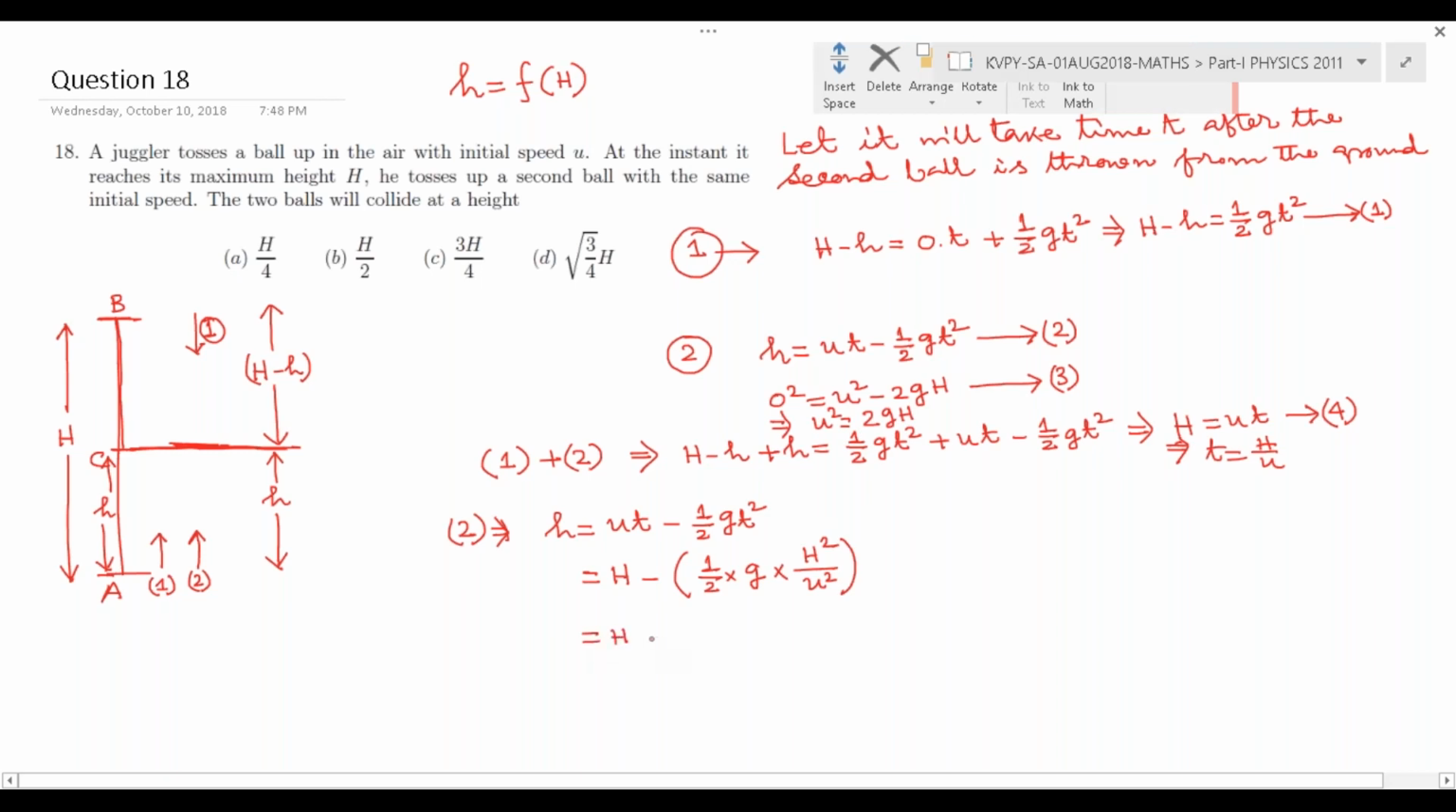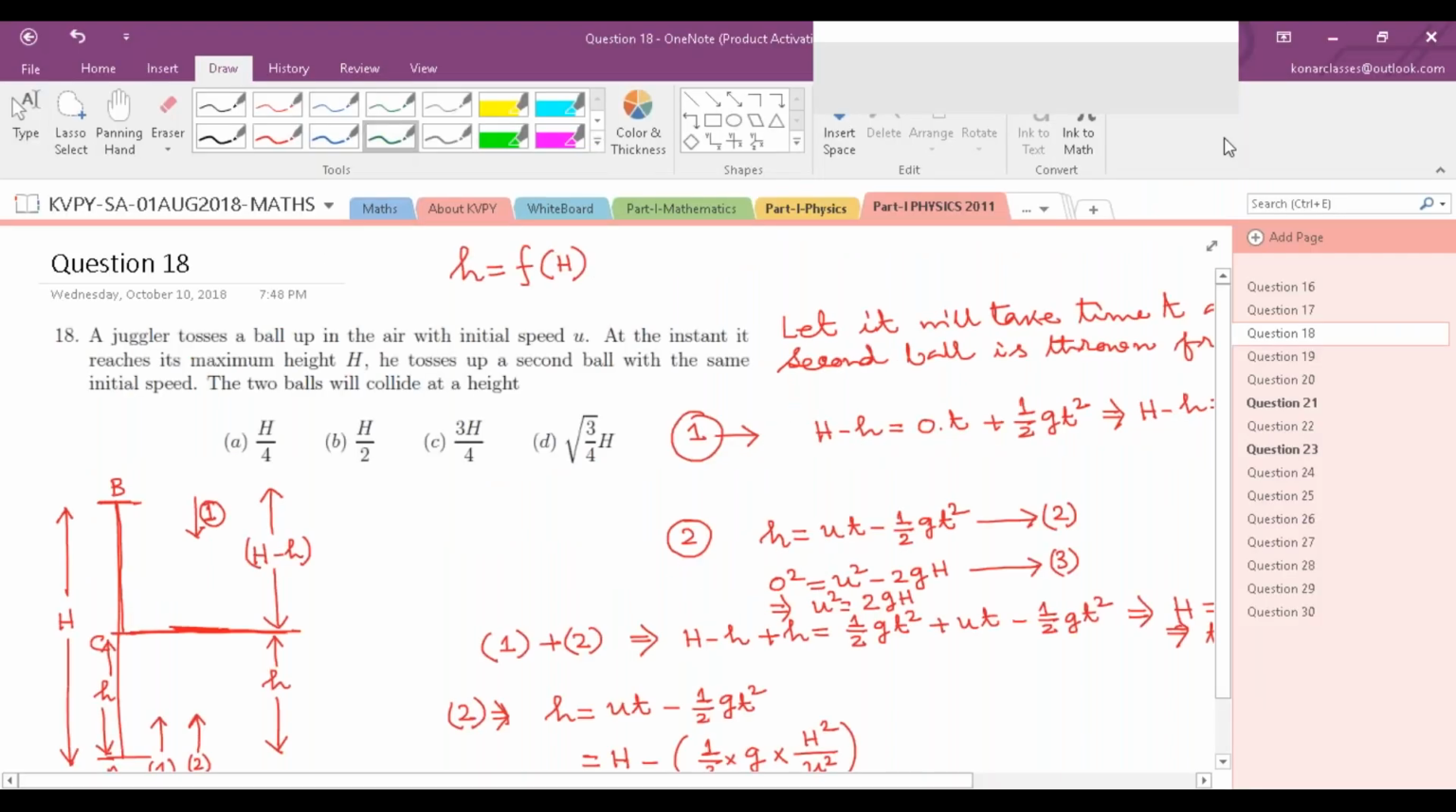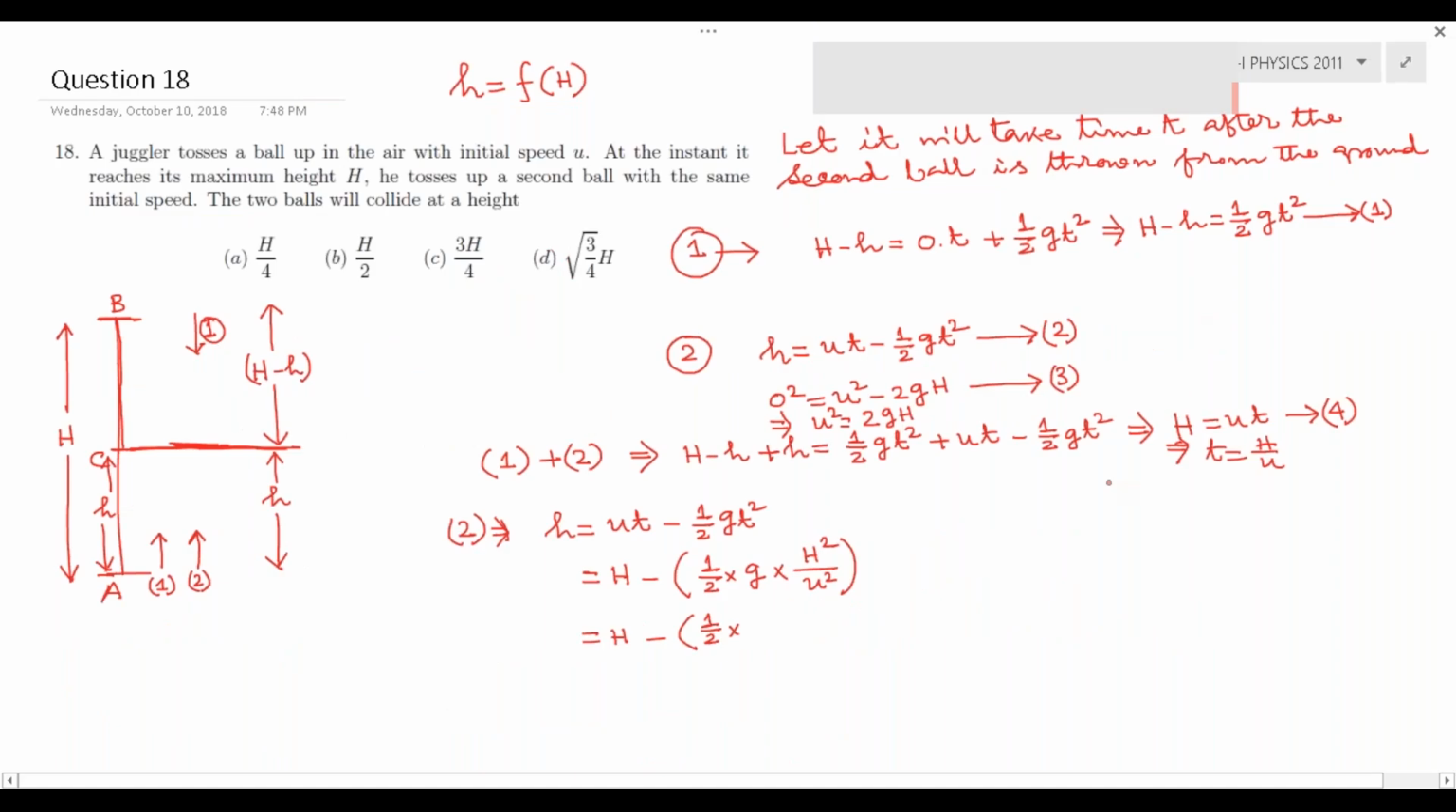So it is capital H minus half into G into, I'm sorry, just a minute, give me a minute. The digital pen is a little malfunctioning.